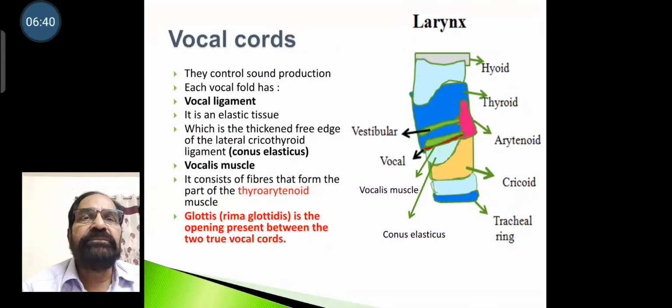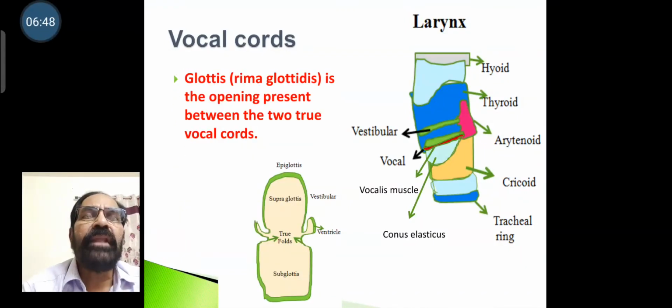Rima glottidis. It is the opening present between the true vocal folds or vocal cords. So coming to rima glottidis or glottis, it is the opening present between the true vocal cords. You can see in the picture. It is the gap between the true folds.